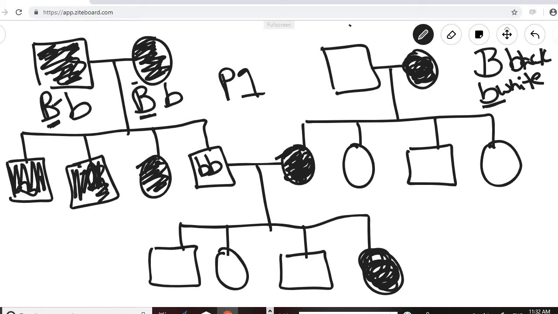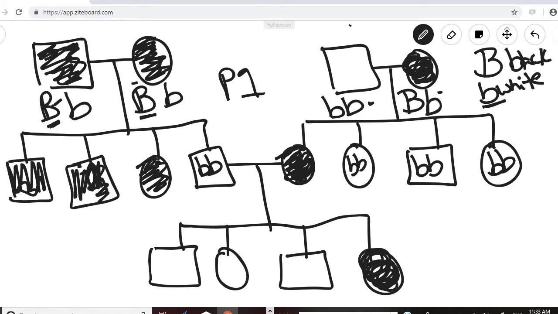Okay, so then let's look at the other side over here. So here we had a white male. So if he's white, we know that his genotype had to be this. And we had a black female, but they have white offspring. So the only way these guys can be white is that they have to be lowercase b, lowercase b. So that means that he's black, she's black, so she has to have the dominant allele, but she also has to have a recessive allele.